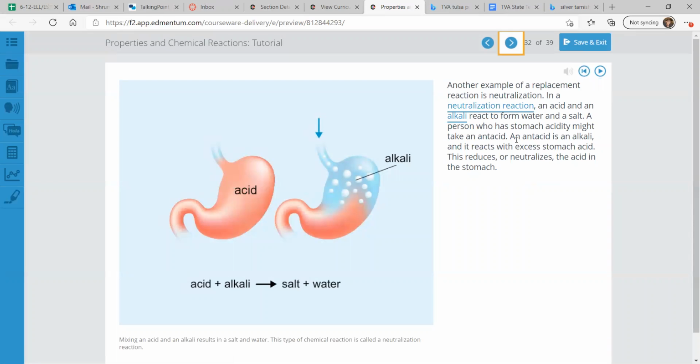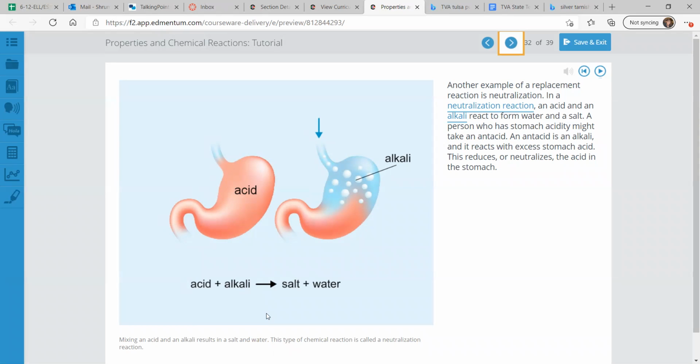Another example of a replacement reaction is neutralization. In a neutralization reaction, an acid and an alkali react to form water and a salt. So an acid plus alkali, the products you get are salt and water, salt and H2O.